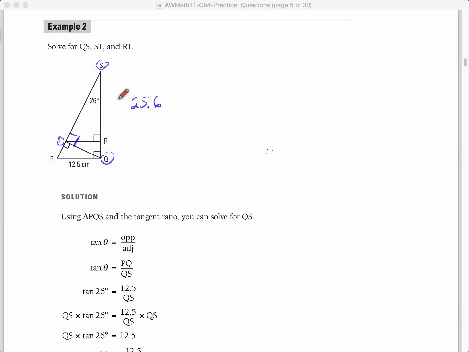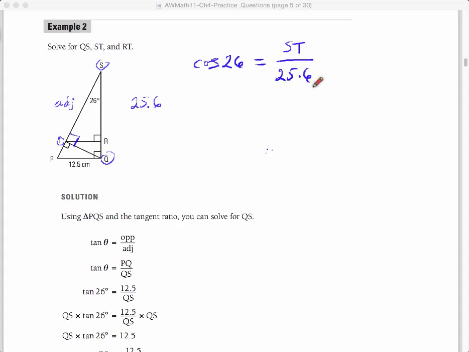So we actually have the hypotenuse, S to Q is the hypotenuse for STQ. And now we can find this side, S to T, which is the adjacent. This is the adjacent for that triangle. So if we have the hypotenuse and the adjacent, we're using cos of angle S, which is 26, equals the adjacent, which is the unknown, it's side ST, over the hypotenuse, which we calculated as 25.6.